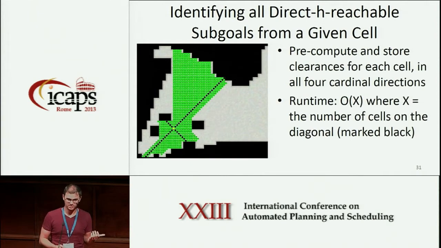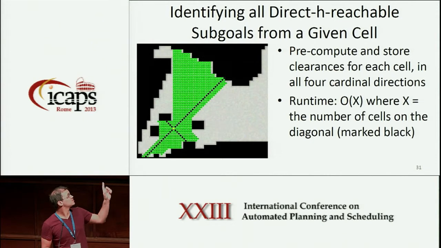And we have a faster method of doing this by using clearances. Basically, we pre-compute and store clearances in 4 cardinal directions. And a clearance means how many moves you can make in a direction without finding a subgoal or without hitting an obstacle. So with these clearances, we can only look at the clearance values of these black cells that you see on this board and find out all the direct H-reachable subgoals.